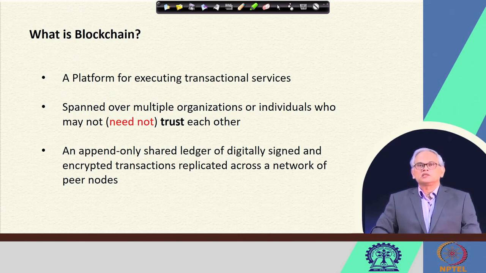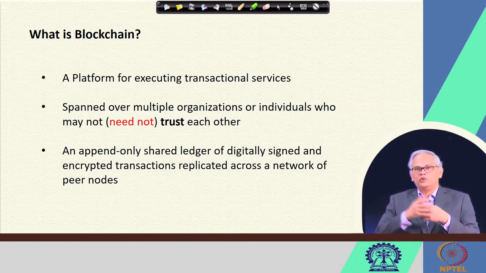So, it is just a matter of repeating what we have said before. What is a blockchain? Indeed, it is a platform for executing transactional services, various types of transactions, like Alice sends 5 Bitcoins to Bob and Bob then sends 2 out of those 5 Bitcoins to Carol, and so on. So, these are the different types of transactions.